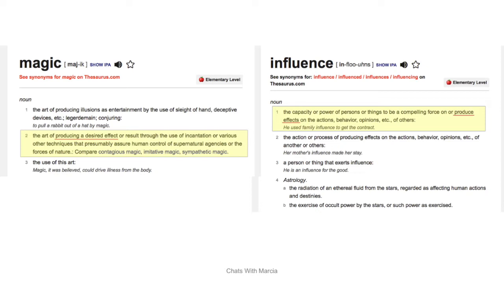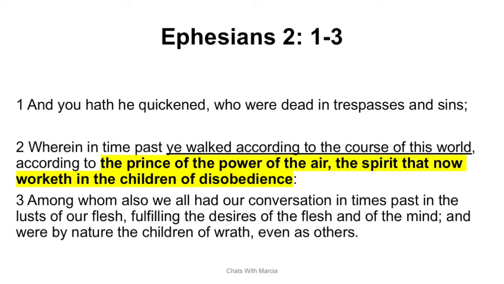are controlled by Satan. Ephesians 2:1-3 confirms this and states, "And you hath he quickened who were dead in trespasses and sins, wherein in time past ye walked according to the course of this world, according to the prince of the power of the air, the spirit that now worketh in the children of disobedience, among whom also we all had our conversation in times past, in the lust of our flesh, fulfilling the desires of the flesh and of the mind, and were by nature the children of wrath, even as others."